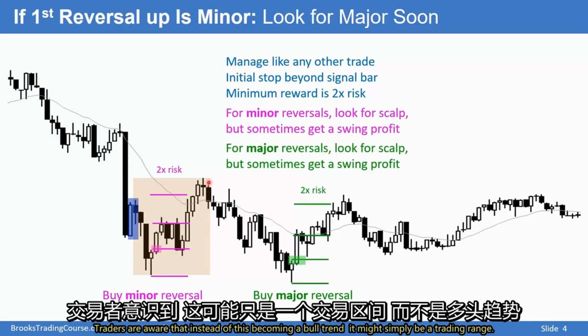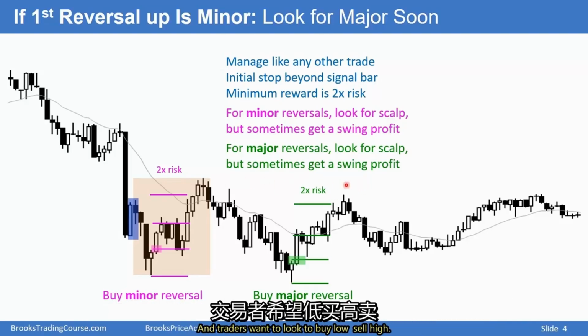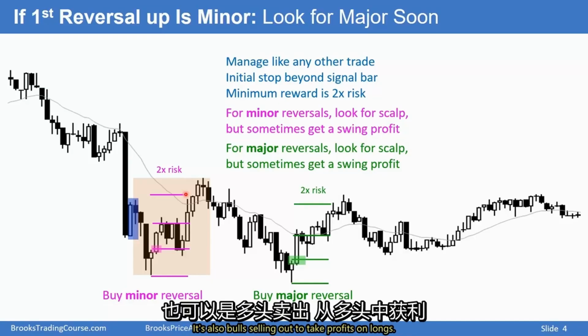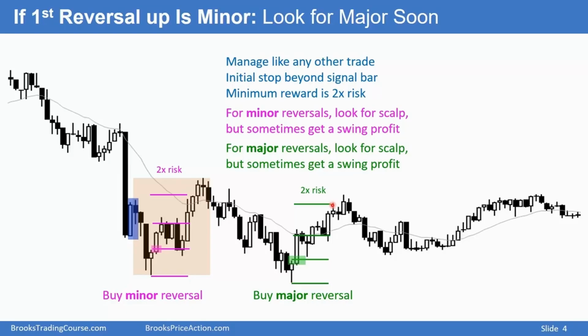Traders are aware that instead of this becoming a bull trend, it might simply be a trading range. And traders want to look to buy low, sell high. Buy low, sell high. And selling high can be bears selling to get short. It's also bulls selling out to take profits on longs.